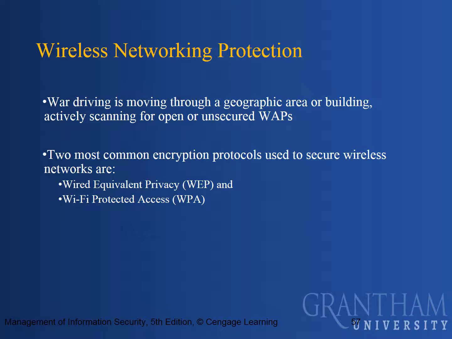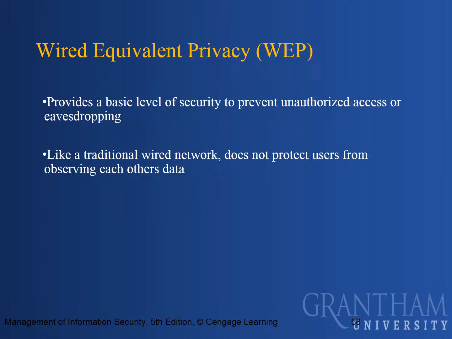Note the two most common encryption protocols used to secure wireless networks are Wired Equivalent Privacy, or WEP, and Wi-Fi Protected Access, or WPA. Wired Equivalent Privacy, or WEP, has several fundamental cryptological flaws. This resulted in vulnerabilities that can be exploited, and eventually led to its replacement by WPA.